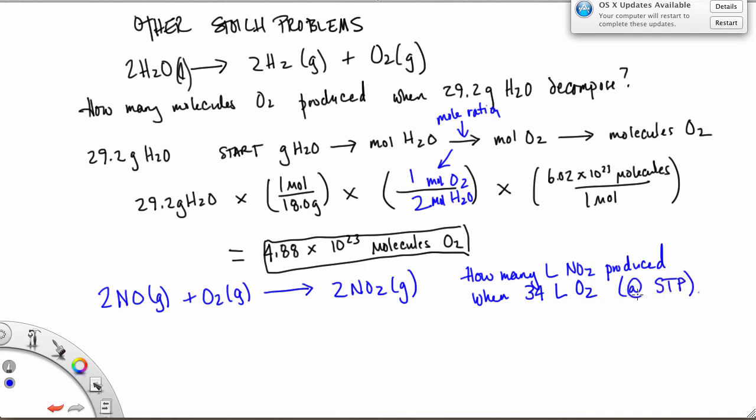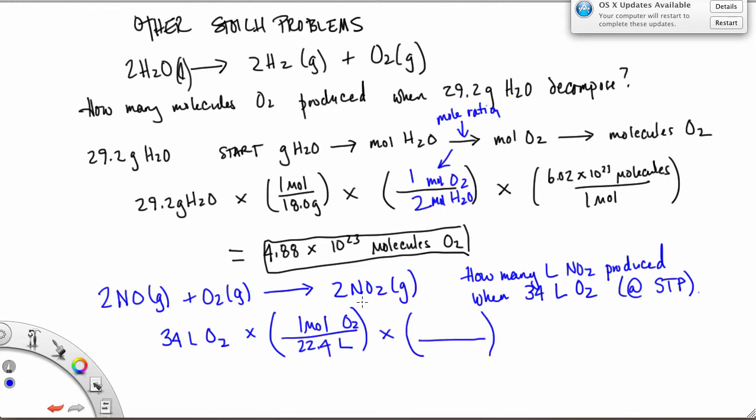Okay, since we're at STP, we can use our molar volume of the gas of 22.4 liters in a mole. So I'm going to start with my given quantity, 34 liters of oxygen. The first thing I need to do is convert to moles. 1 mole is 22.4 liters of oxygen. Then I need to go from oxygen to nitrogen dioxide. I want to find moles of nitrogen dioxide, so I need that proper mole ratio.